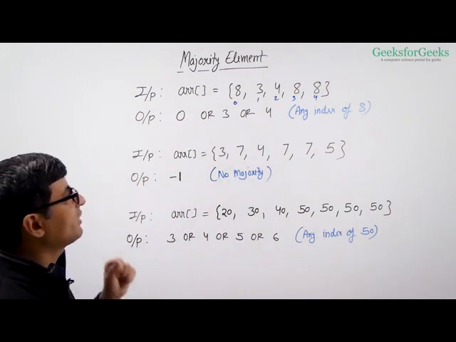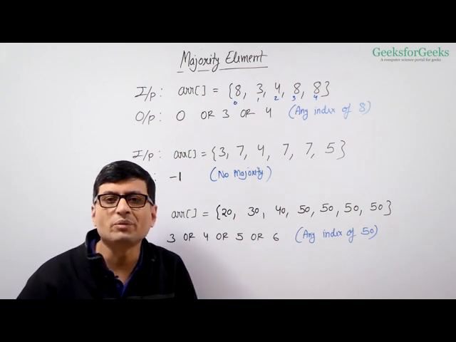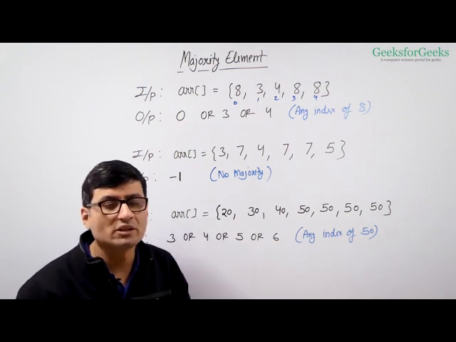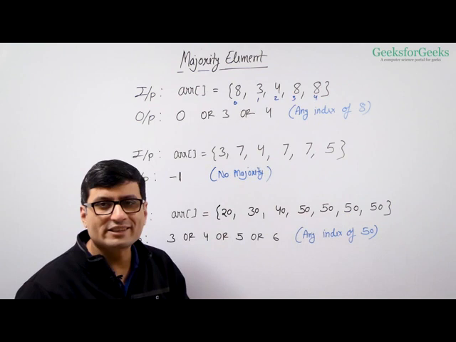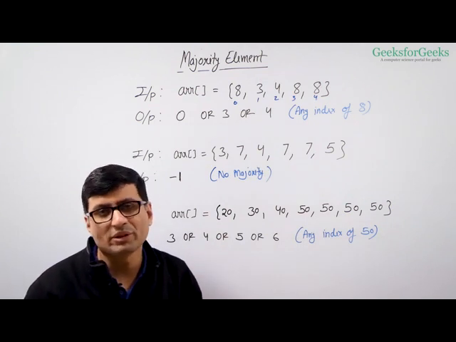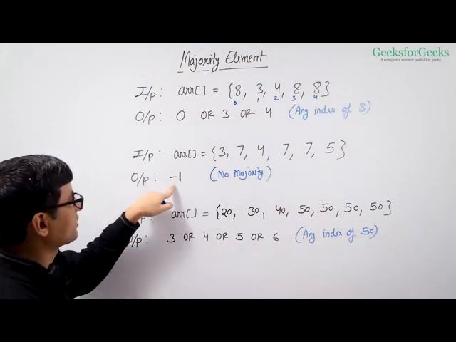Let's see this example. In this example, there is no element that appears more than n by 2 times. 7 appears exactly n by 2 times, not more than n by 2 times, right? So our output is -1.